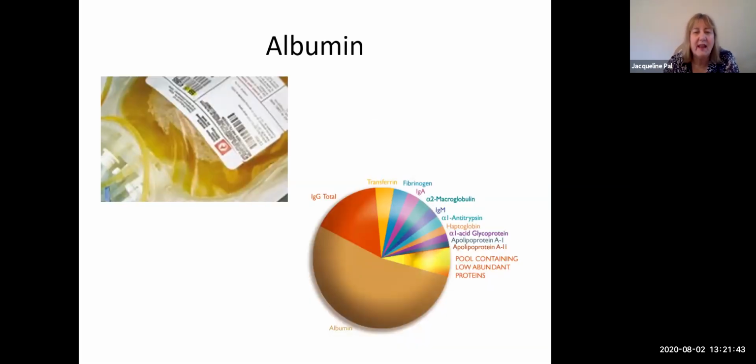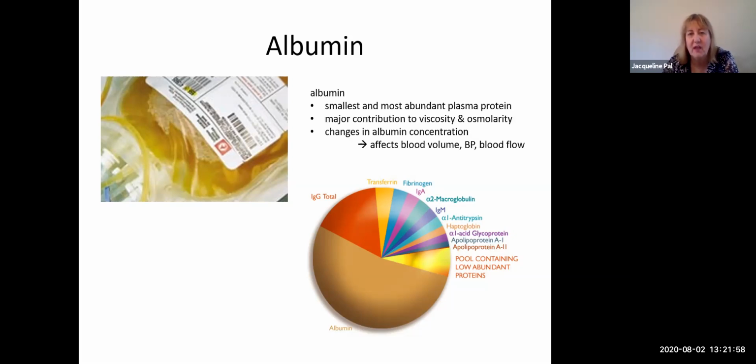So looking closer at albumin, this graph shows the percentage of albumin versus all the other proteins that are in the blood. And what you can see is more than half of it is albumin. And so albumin, although it is the smallest, it is by far the most abundant of these plasma proteins. And as I previously said, it contributes to viscosity and osmolarity. And if you put this concept along with the slides for viscosity and osmolarity from before, what you should be able to recognize is that changes in albumin will affect blood volume and thereby affect blood pressure as well as blood flow.